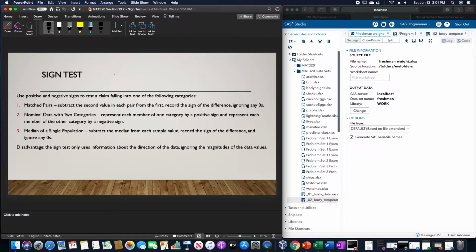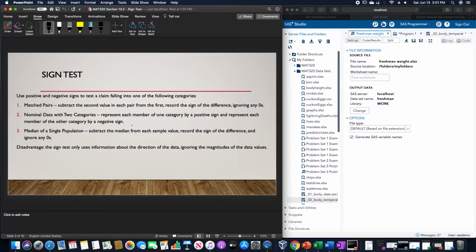And to just state it out with much better wording, we want to use the positive and negative signs to test a claim falling into one of the following categories. Matched pairs: we subtract the second value of each pair from the first, record the sign of the difference, ignoring any zeros. Nominal data with two categories.